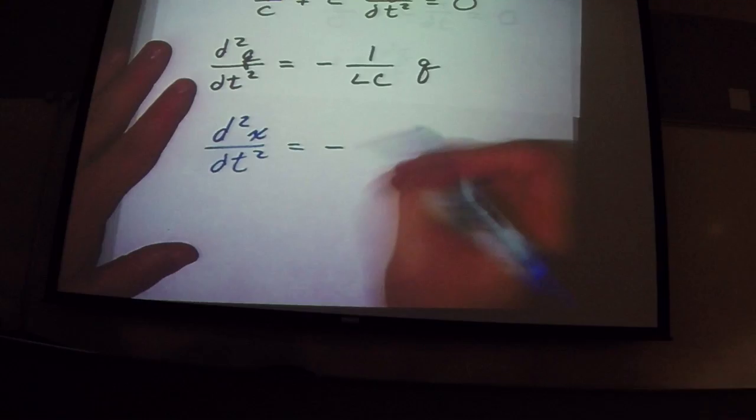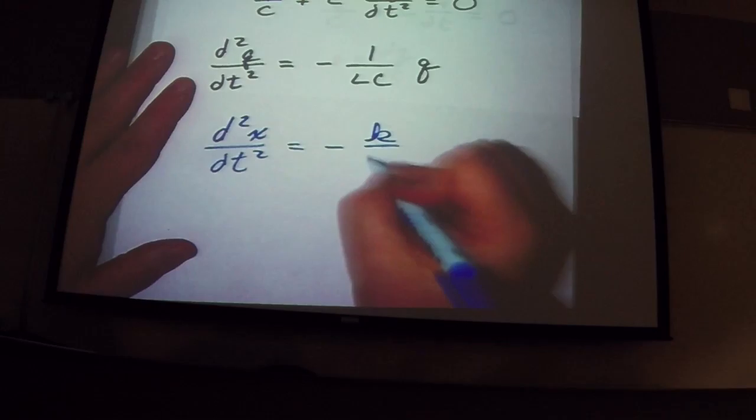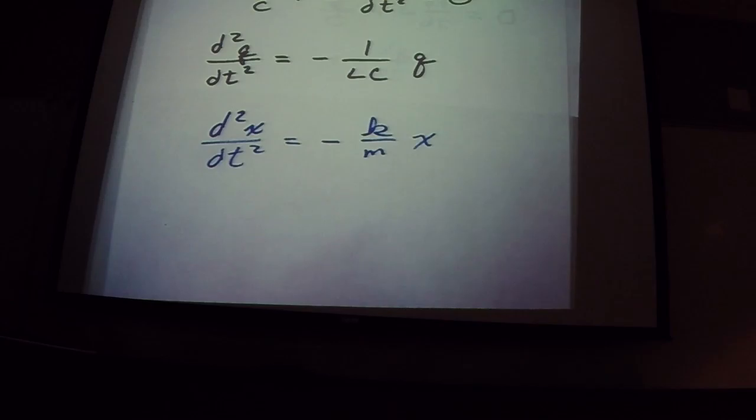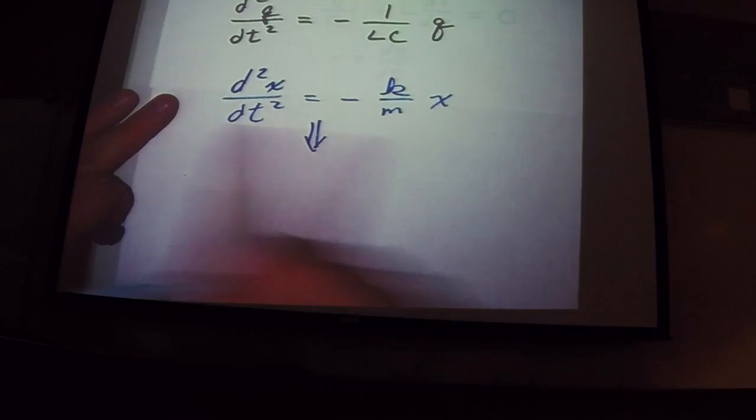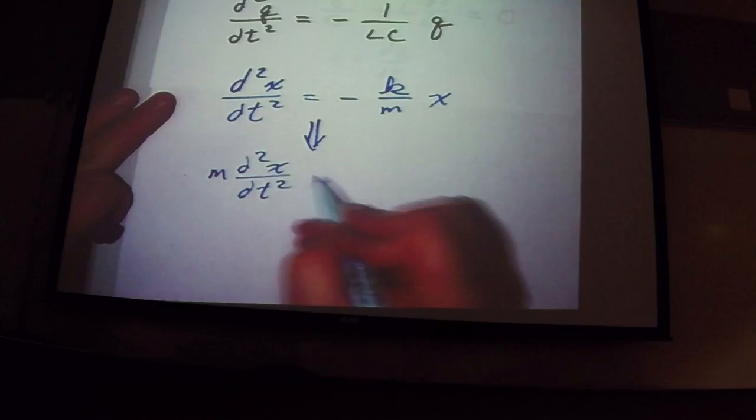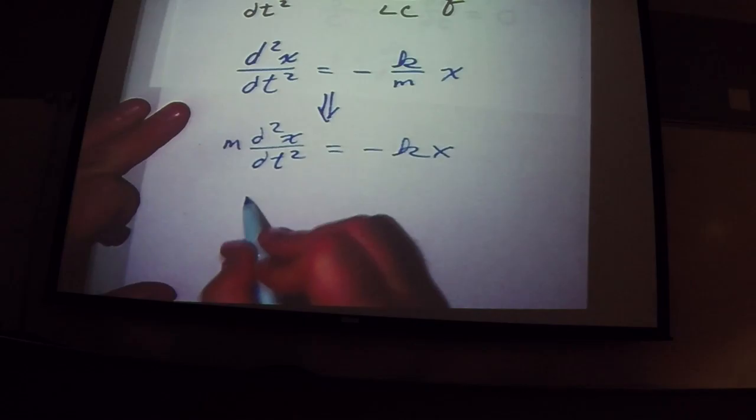d squared x dt squared is equal to. I hope it's, yes. Remember this equation? Maybe not in that form. Okay. Let me remind you where this equation comes from. Let me go backwards in the derivation. You tell me when you start recognizing that, okay? I'm going to multiply both sides by m.